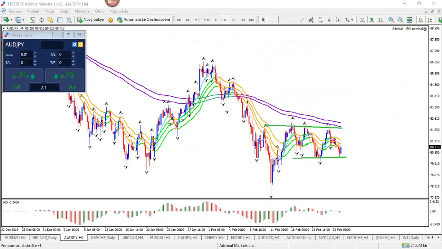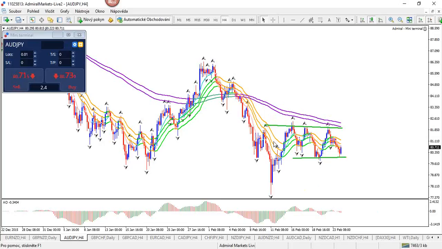Let's see. Not sure how that bullish one would play out, or bearish one actually. Let's see. Somehow maybe like this. Not sure. Let's see. Other pairs.